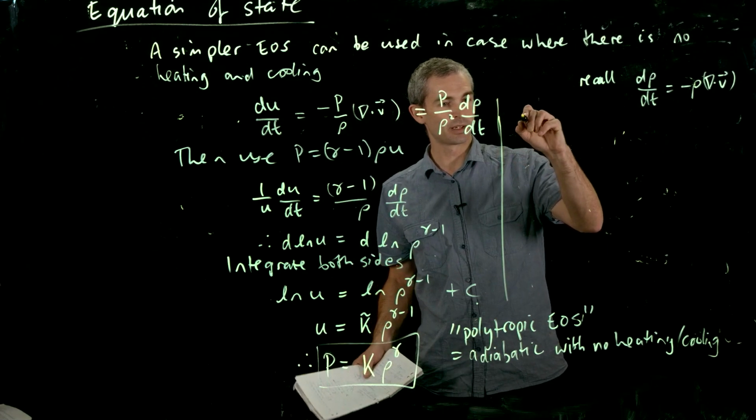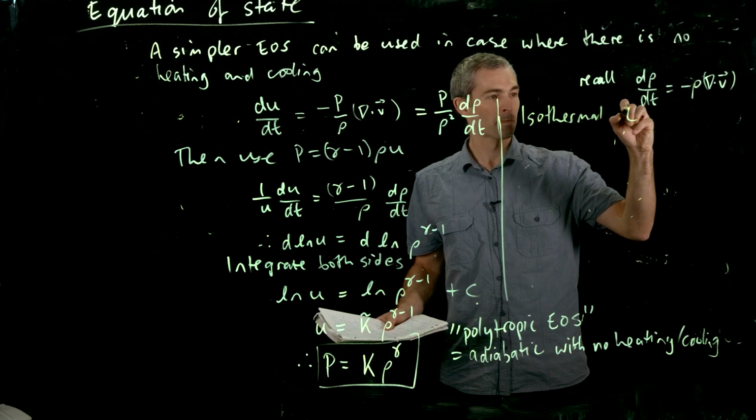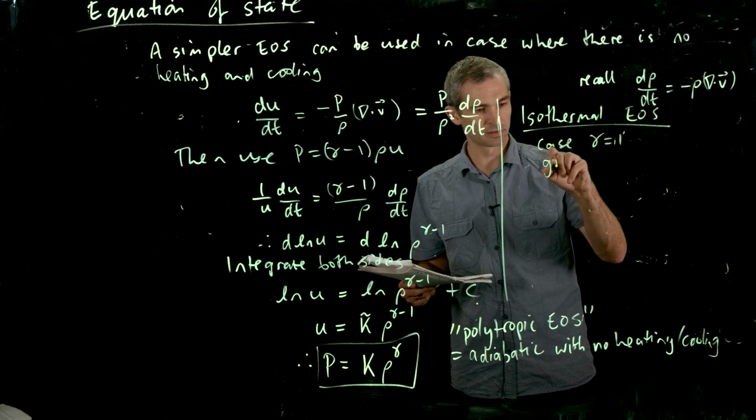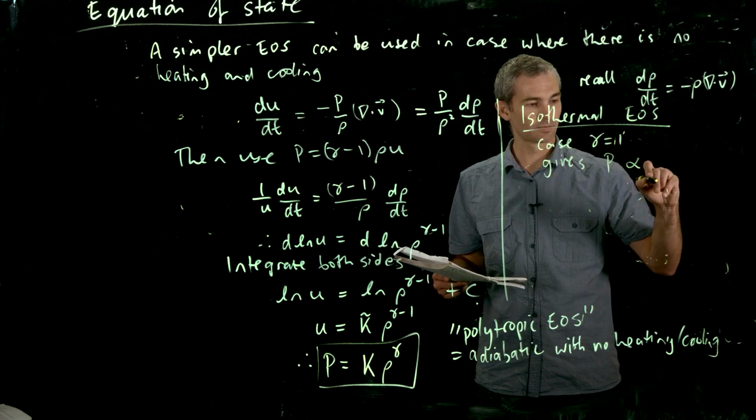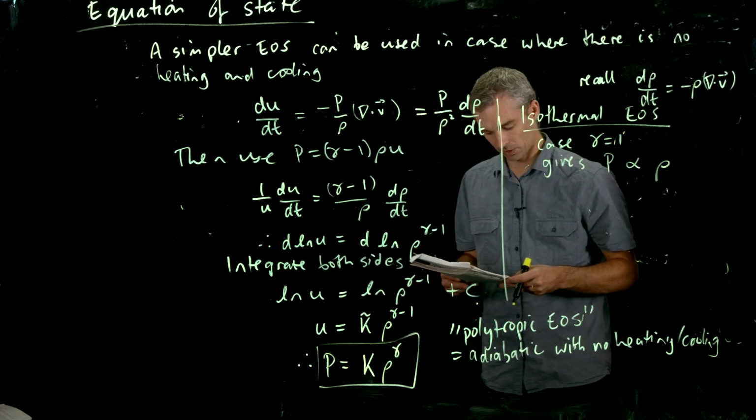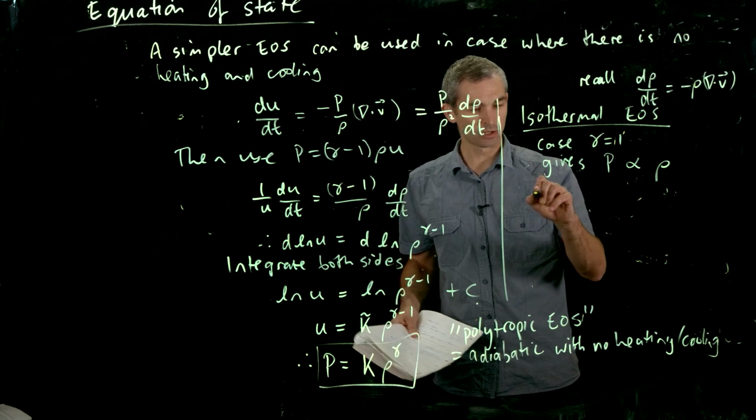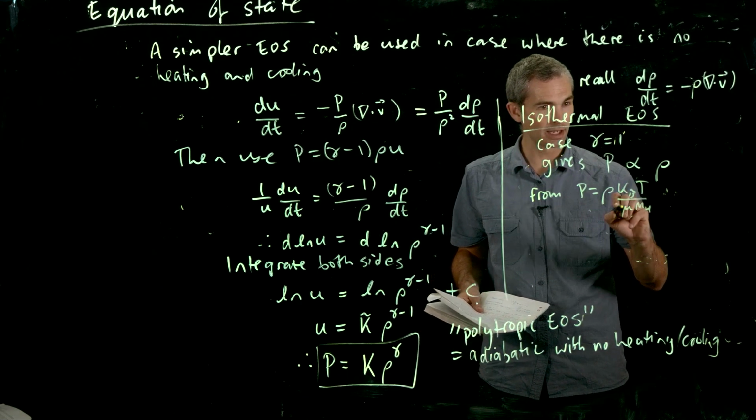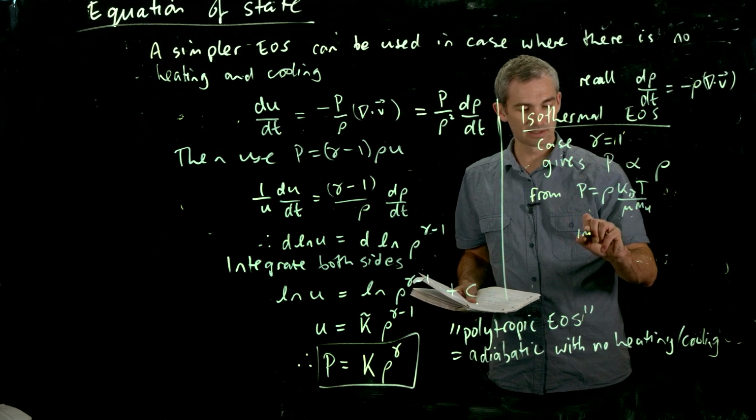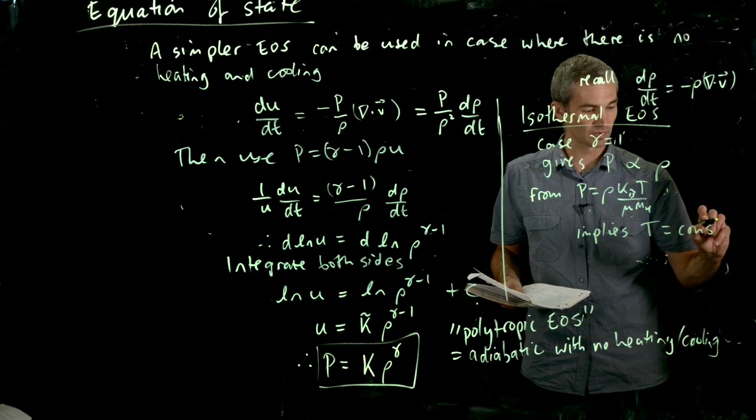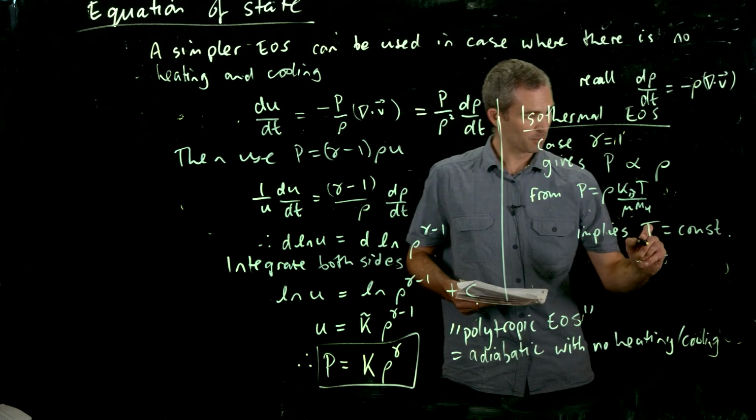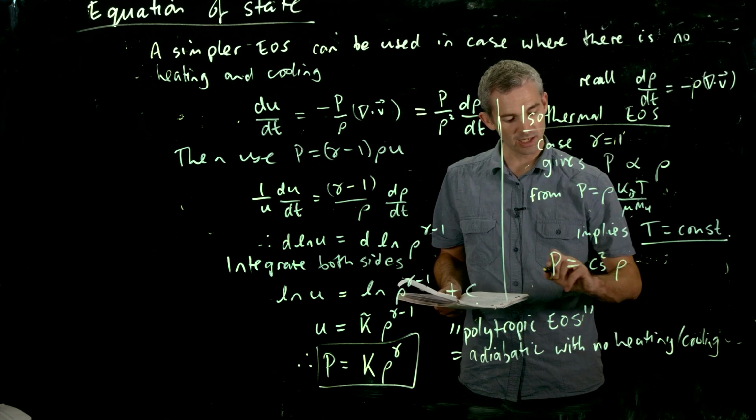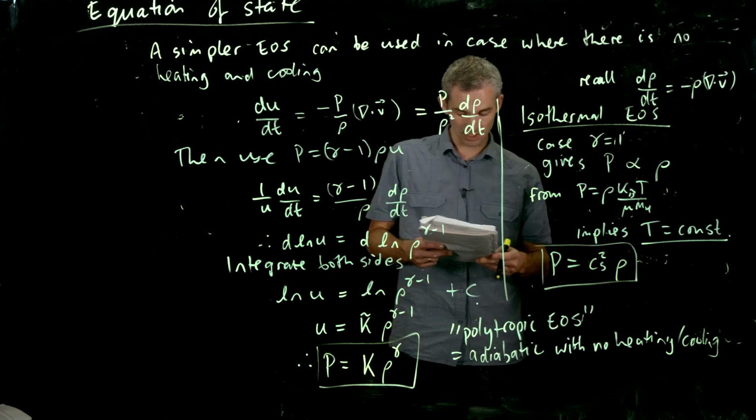I just want to give you one other example: the isothermal equation of state. The case gamma equals 1 gives P proportional to rho. If you take gamma equals 1 here, you just get P proportional to rho. And if you recall from our P equals rho k_B T on mu m_H, now k_B, m_H, and mu are all constants, this implies that T equals constant. So gamma equals 1 is what you call an isothermal equation of state because it implies that temperature is a constant. And in that case, we would call this constant the sound speed squared. The reason for that is not clear yet, but we're going to come to that in just a second.